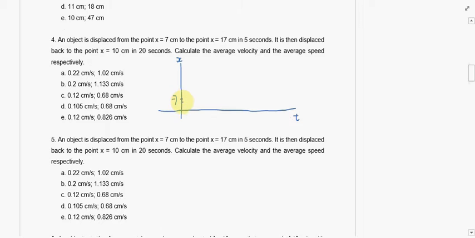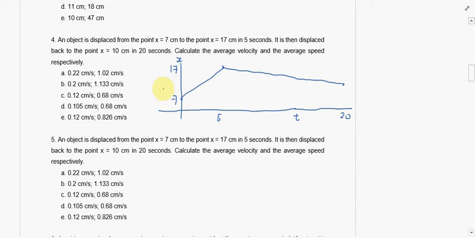Right, so we can use a position versus time graph to denote the answer. We started off at 7 and ended up at 17 in 5 seconds, right? So you can draw a graph like that, and that's the 5-second mark. I then went to the 10-meter point in 20 seconds. So from here, I went back to the 10-meter point in 20 seconds. So let's say this was 20 seconds over here. So 17, then I went down to 16 and 15 and 14, 13, 12, 11, 10. Okay.